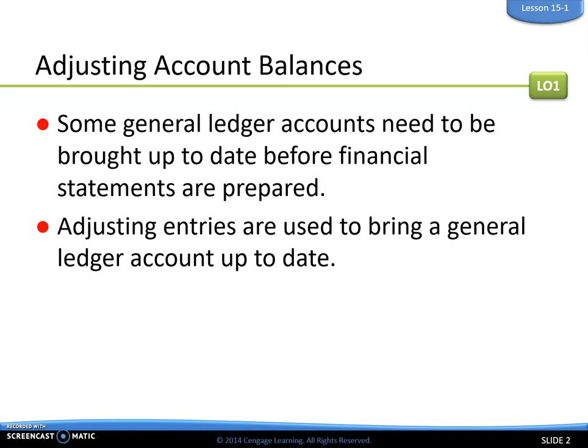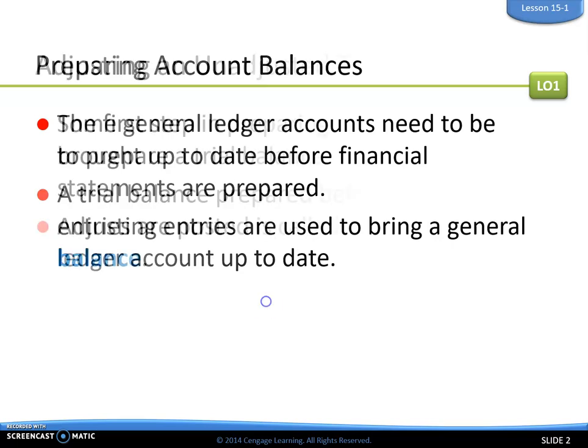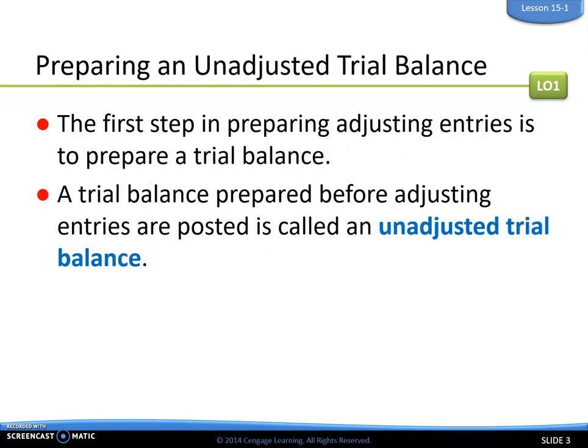Some general ledger accounts need to be brought up to date before financial statements are prepared. Adjusting entries are going to be used to bring those general ledger accounts up to date. That is why we do adjusting entries. The first step in preparing any adjusting entry is to prepare a trial balance. A trial balance prepared before adjusting entries are posted is called an unadjusted trial balance.